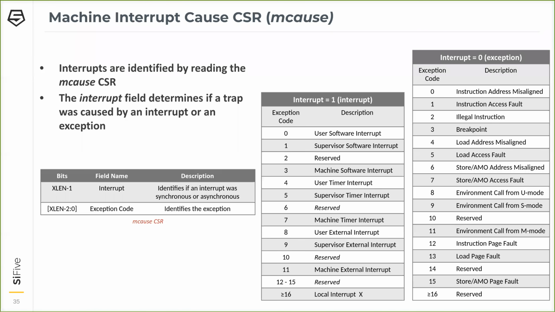If the interrupt bit is set to 0, this means that a synchronous exception occurred. And then the corresponding exception code field can be seen on the table on the far right. This would be exceptions like load and store faults, environment calls, so if you use the ecall instruction, and various other exceptions.